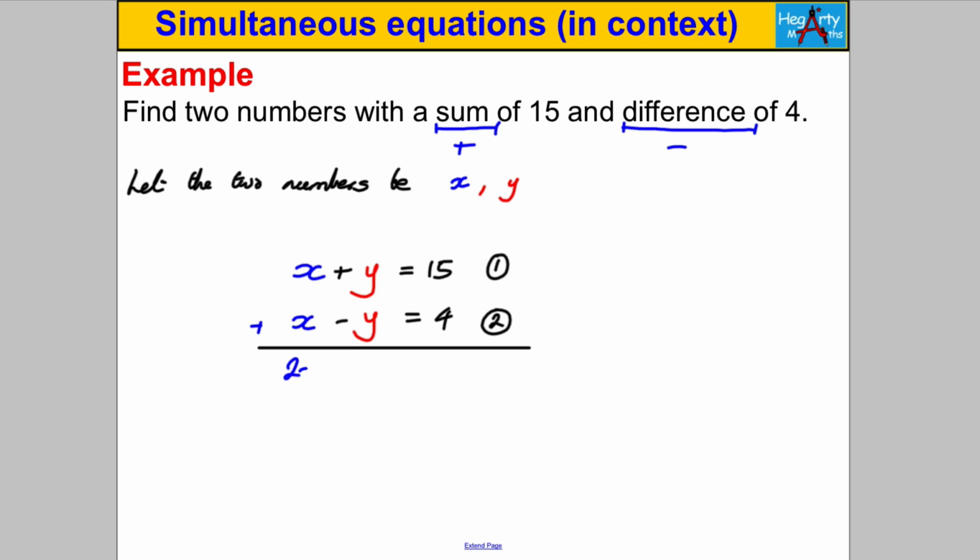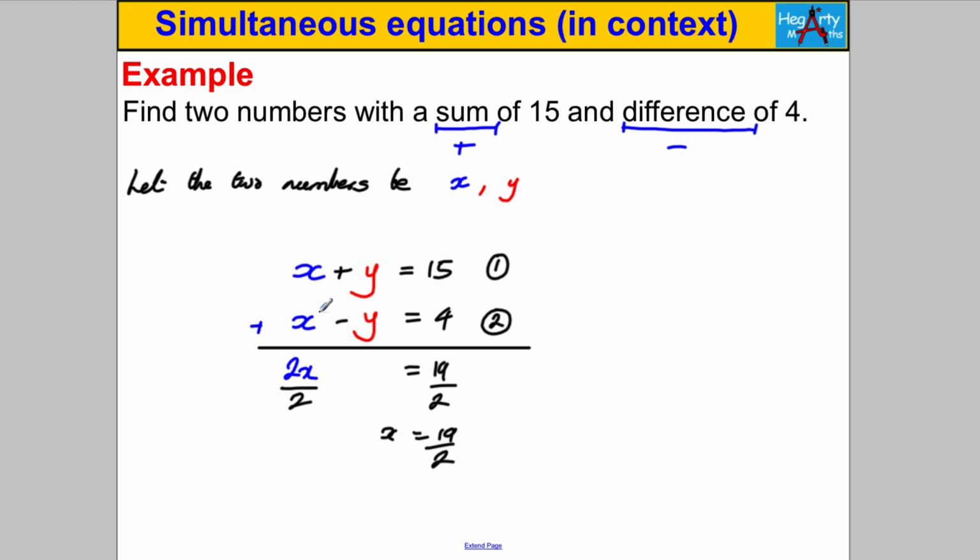x add x is 2x. y add negative y is nothing. I've chosen to eliminate the y. I could have subtracted these guys and eliminated the x. You'd get the same answer. 15 add 4 is equal to 19. So divide both sides by 2, and I will get myself x is therefore equal to 19 over 2. Leave it as an improper fraction, it's fine.